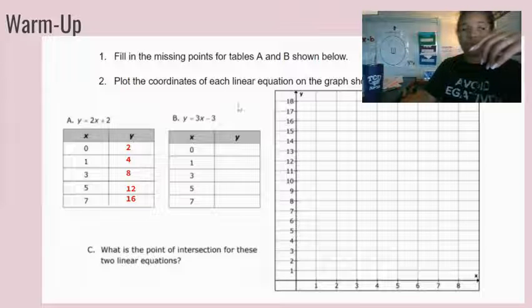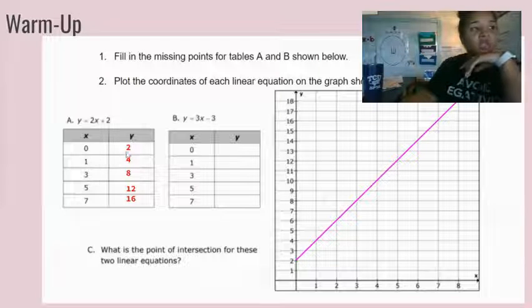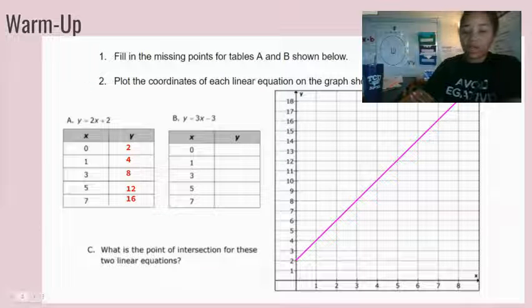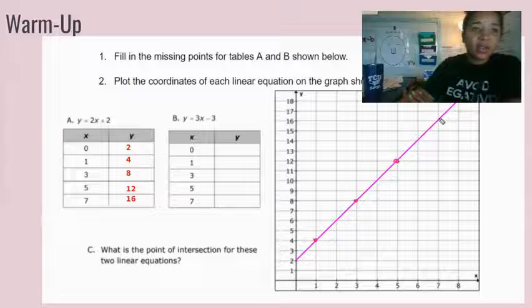All right, so this would also look like this. Plugging in the line, as you see, we're starting at the y-intercept, which is 2, and we're going up, and we can actually find the points here. When x is 1, y is 4. When x is 3, y is 8. When x is 5, y is 12. When x is 7, y is 16.